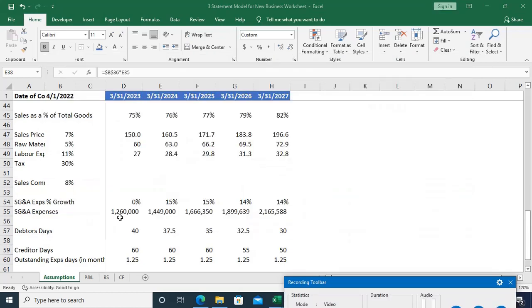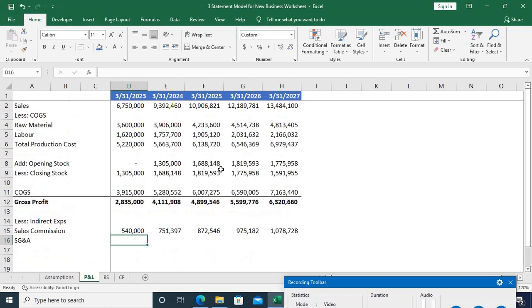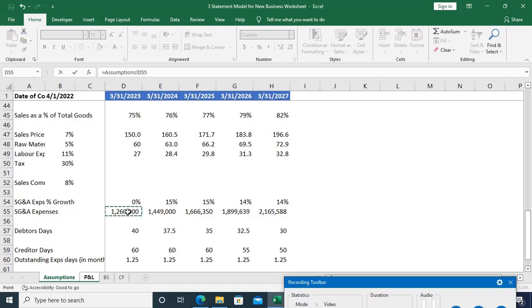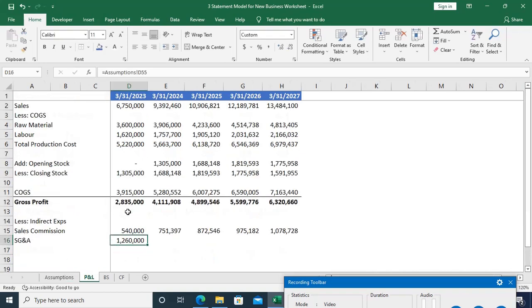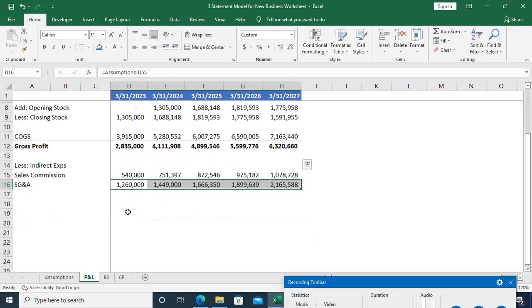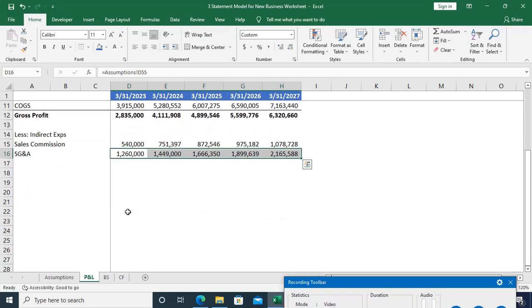So we can simply link it here. Control Page Down, equal to Control Page Up, selling, general and administrative expenses. I'm just linking it because it has already been calculated, because we had some assumptions, some estimates about it, right? So SG&A expenses is given here.